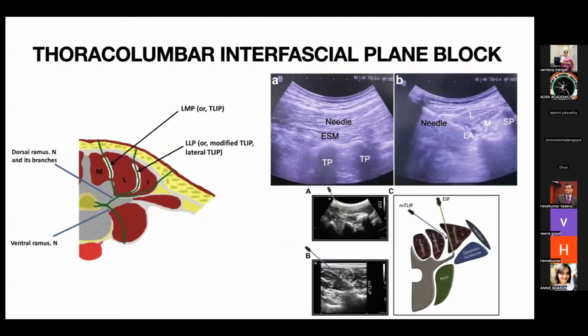So the thoracolumbar interfascial plane block is given in the erector spinae muscle group: the multifidus, the longissimus, and the iliocostalis. When the drug is given between the multifidus and the longissimus, it is called the thoracolumbar interfascial plane block. And when it is given between the longissimus and the iliocostalis, it is called the modified thoracolumbar interfascial plane block. How do we identify the multifidus muscle? We identify the spinous process, and just lateral to the spinous process, the multifidus muscle will be present. There will be varying echogenicity between the multifidus muscle and the longissimus muscle.